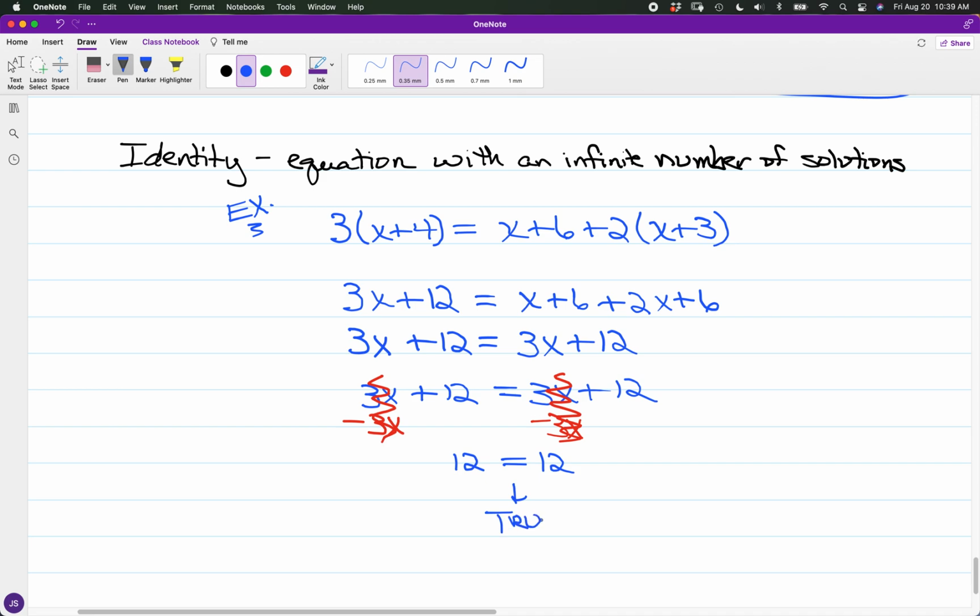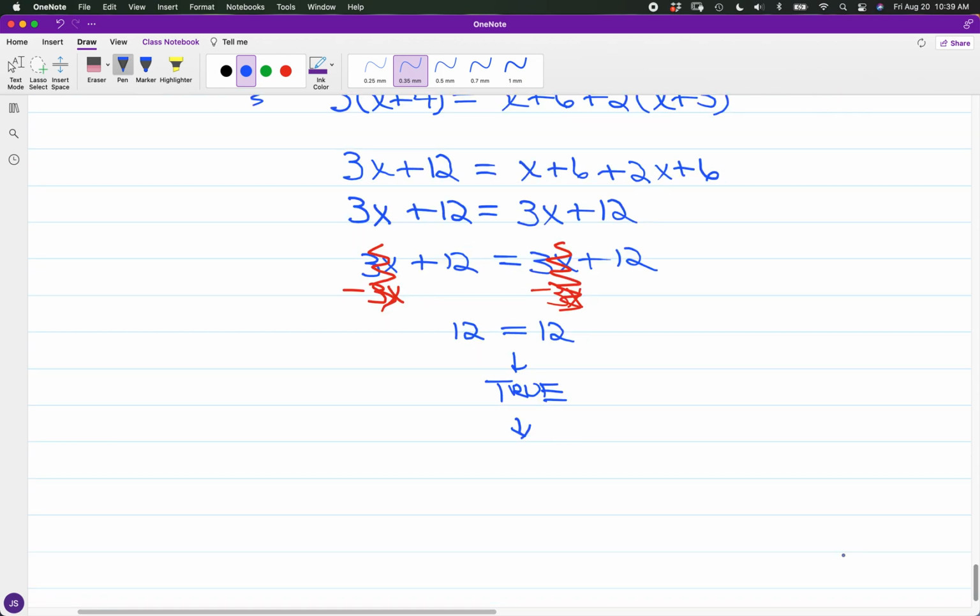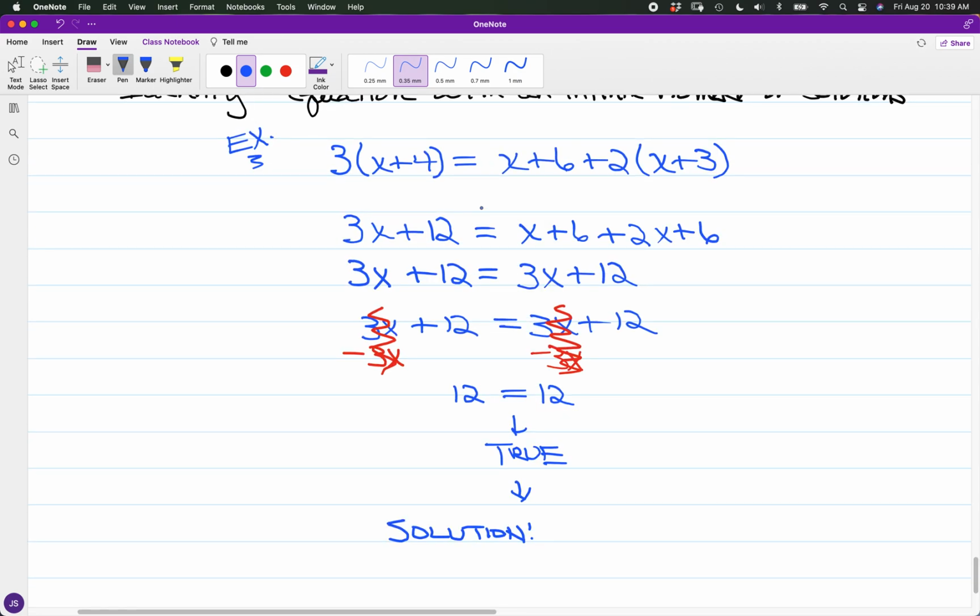And for this scenario, for x, we have an infinite number of solutions. And what I mean by this is that whatever you have for x, it could be 0, it could be a positive value, it could be a negative value, and both sides will always equal each other. And there are notations you could write for this.